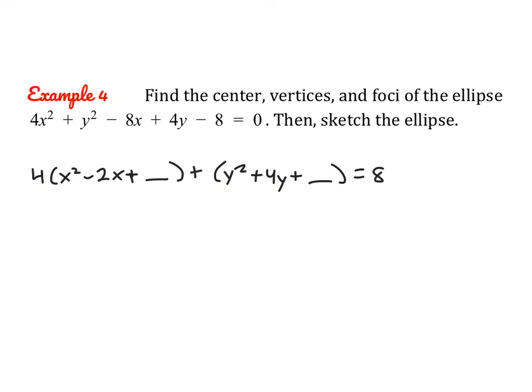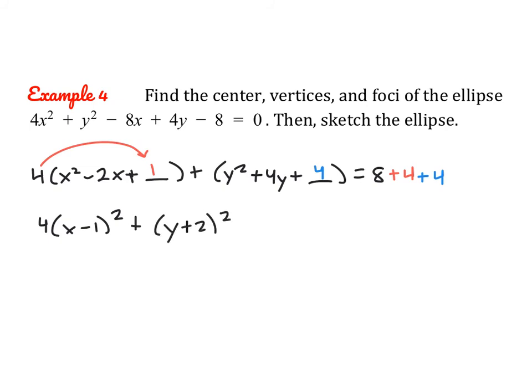So I can see that the number that's going to complete the square for this trinomial is 1, but we're actually adding 4, and then for this value it is 4, and we are actually adding 4. So we end up with 4 times (x − 1)² plus (y + 2)² equals 16, and then put it into standard form by dividing both sides by 16.